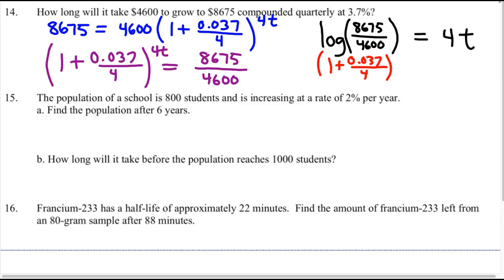But I don't really want to know what 4t equals. I want to know what t equals. So once I take all of this stuff, this ugly log with that crazy base, I'm going to divide all that stuff by 4, because I divide both sides by 4. And then I'll get my t value. So I ended up getting a t value of 17.2 years.